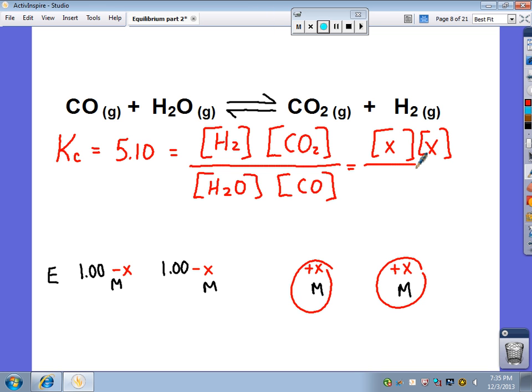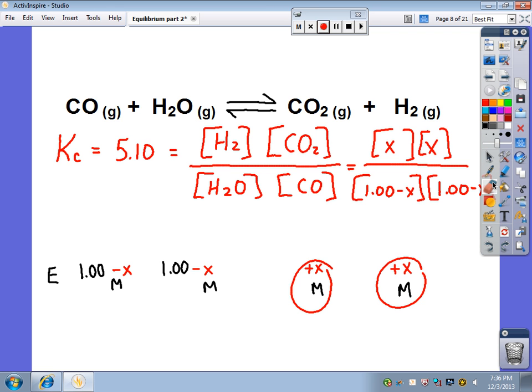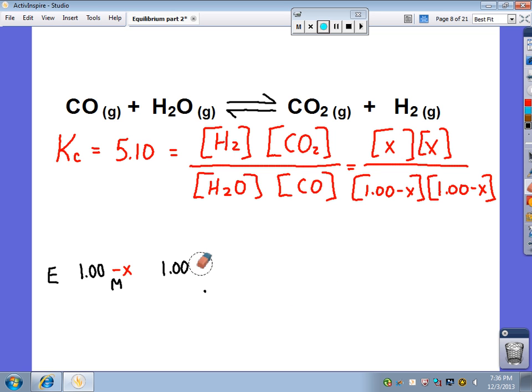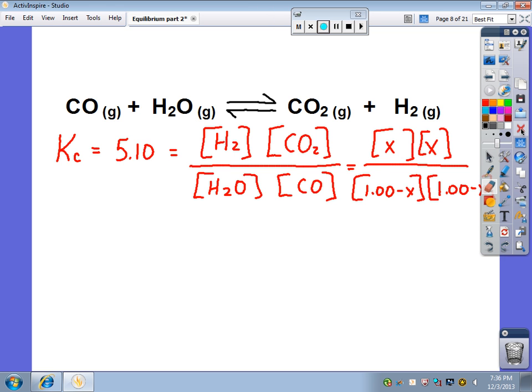See where I'm getting those from? And for H2O, my value is 1.00 minus x. And for carbon monoxide, it's also 1.00 minus x. See how that happened? So right now I'm going to erase these down here so I have a little more room. All I do is take those equilibrium values and plug them into my law of mass action, my expression that tells me that at equilibrium that's what's happening.